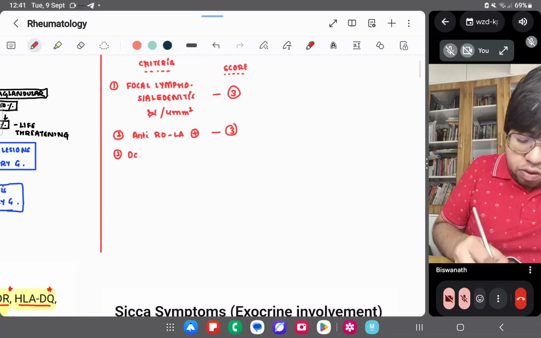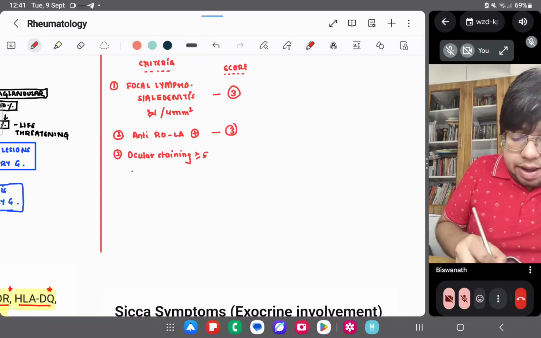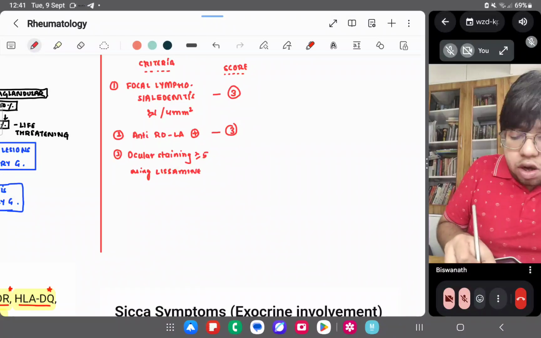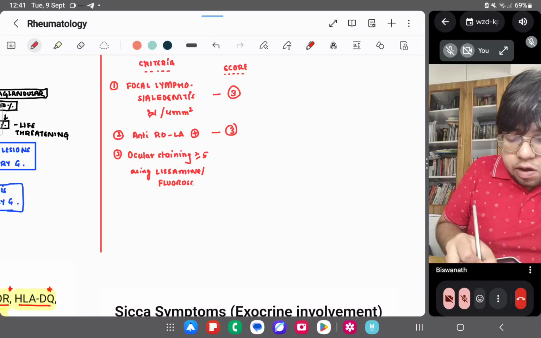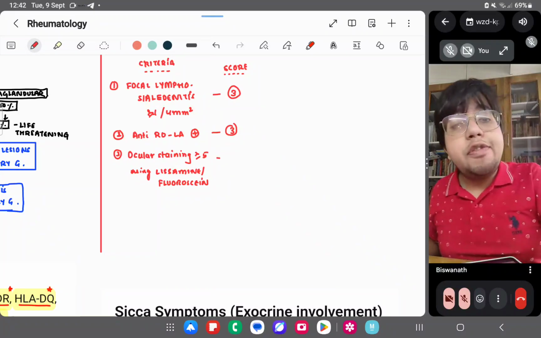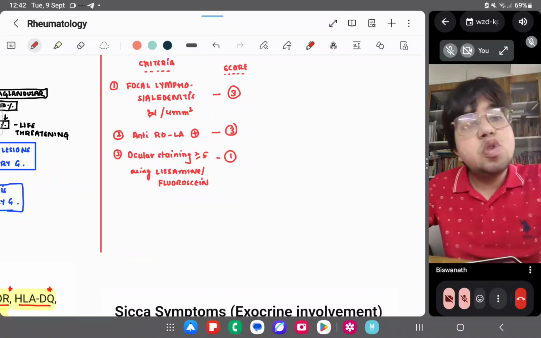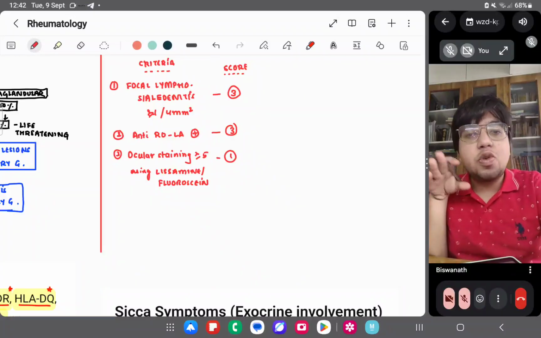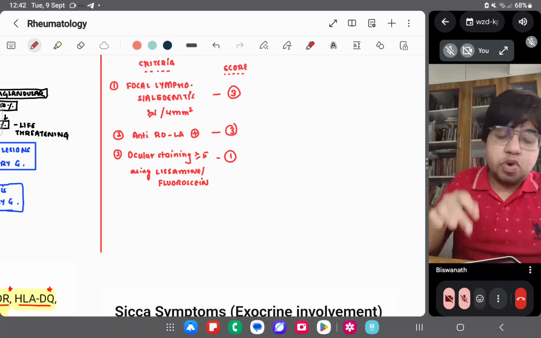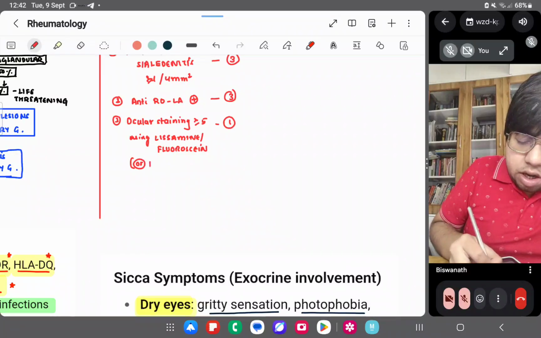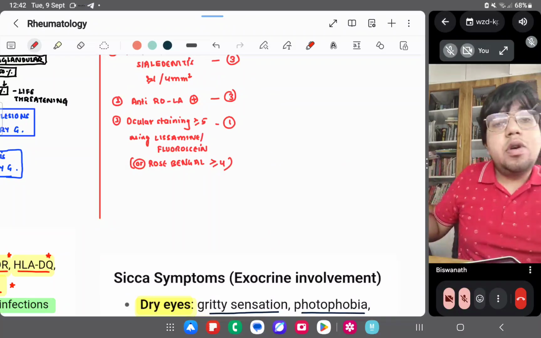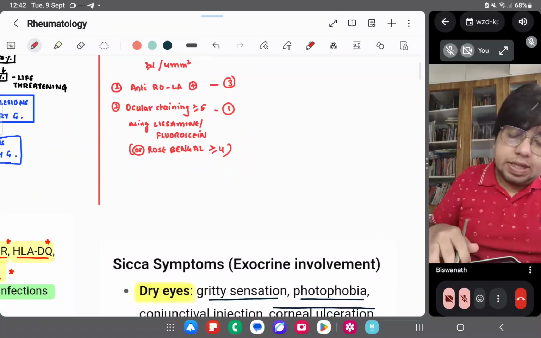If you are getting an ocular staining score of more than or equal to 5, using which stains? Lissamine green or fluorescein. Rose Bengal is also used. If you get that score, then give 1. Or we can use another stain, the Van Bijsterveld stain scoring system, which is not important. A Rose Bengal score of more than or equal to 4 is also there. This also scores 1.